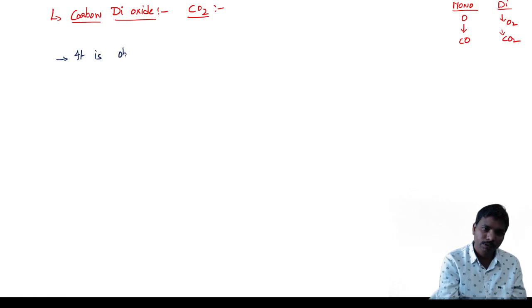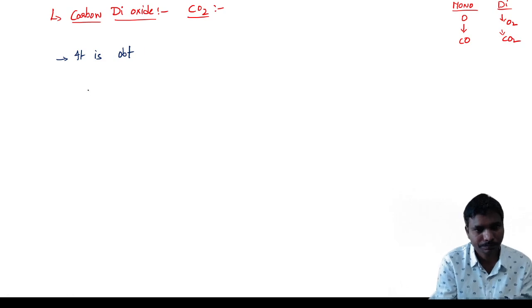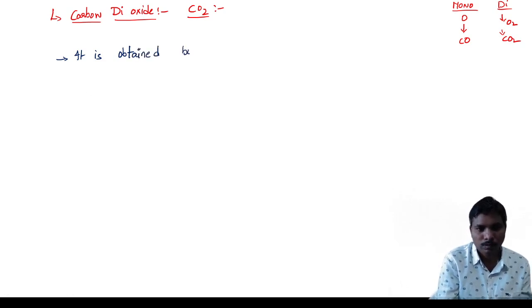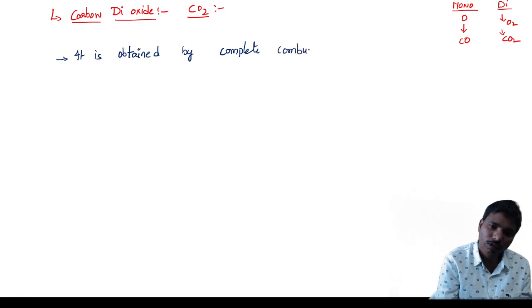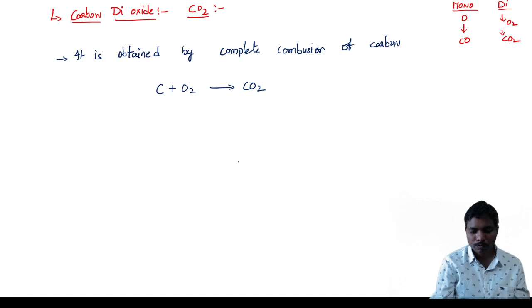It is obtained by complete combustion of carbon. That is C plus complete oxygen gives CO2.